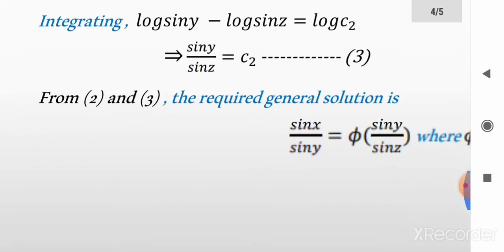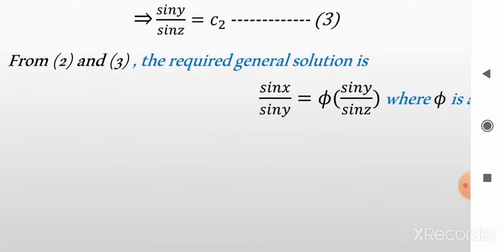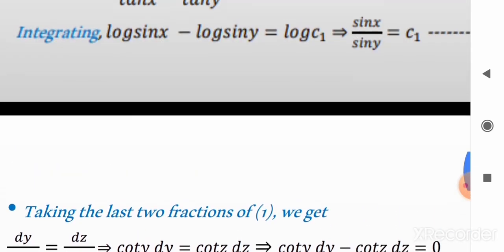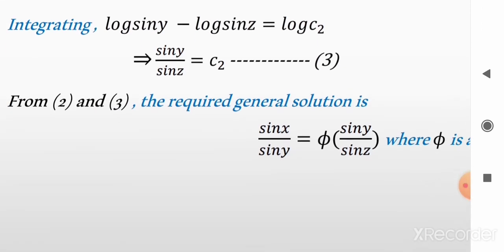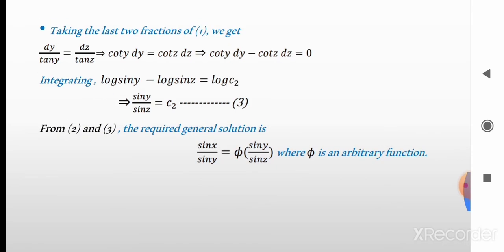Here I have written it in the form u is equal to phi of v. Here u is sin x by sin y and v is sin y by sin z. So u is equal to phi of v means sin x by sin y is equal to phi of sin y by sin z, where phi is any arbitrary function.